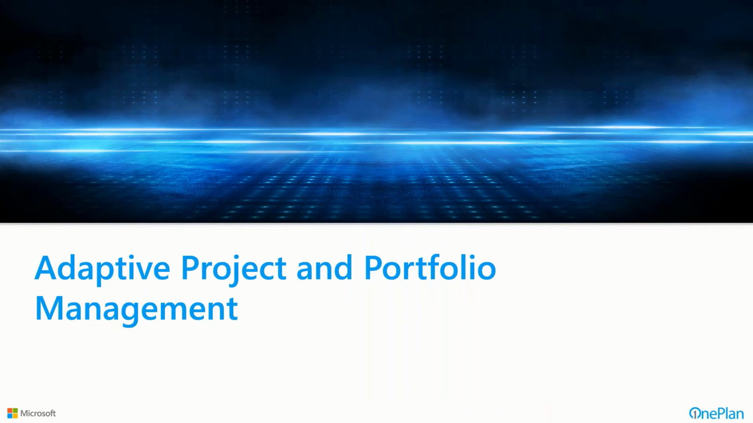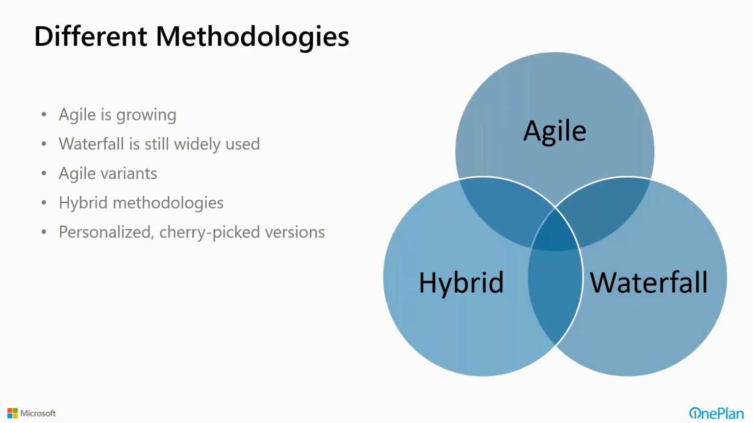Now, all of that has happened in project management disciplines for many, many years. This concept of adaptive project and portfolio management adds another dimension to this. So what is that? Well, first of all, let's talk about how different methodologies and frameworks are being used to manage projects. Agile approaches as organizations digitally transform and try to become more agile. Agile as an approach is growing, but waterfall approaches that have been traditionally used are still widely used across many organizations. And there's agile variants or hybrid methodologies that people come up with, and come up with names like Scrumfall and things like that, where it's a combination of the two.